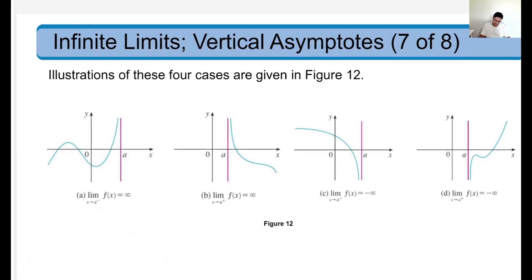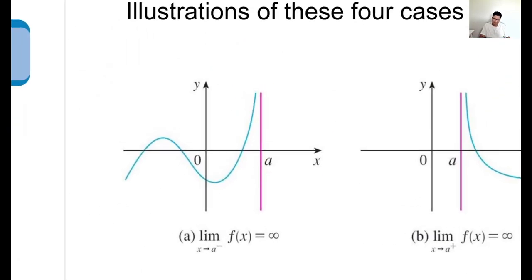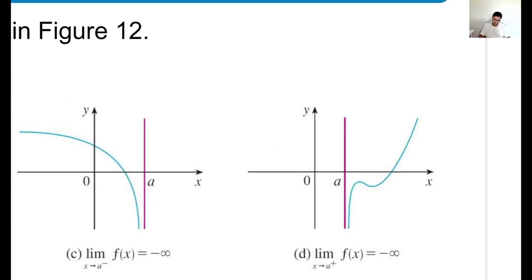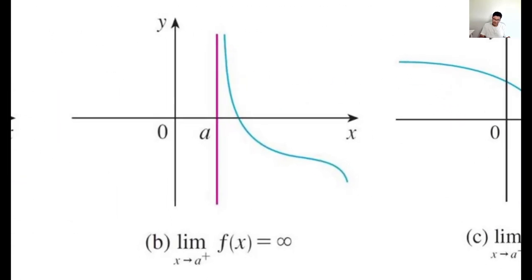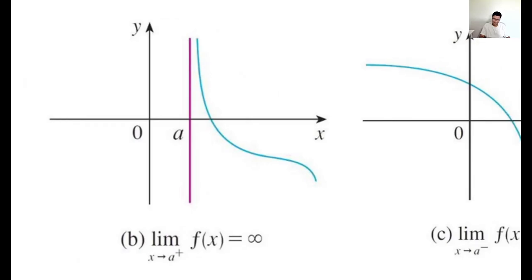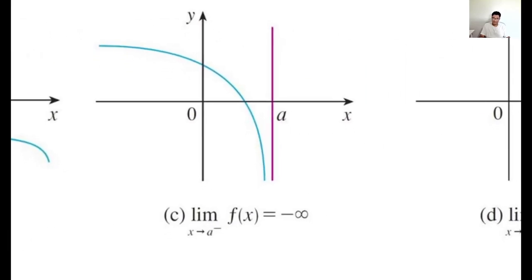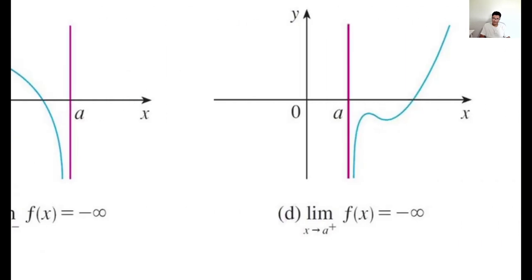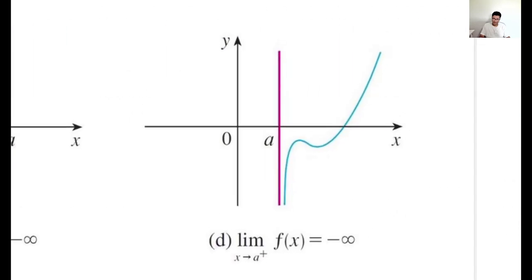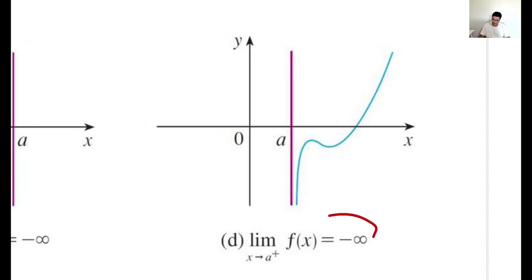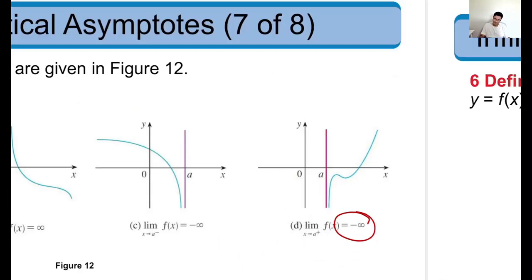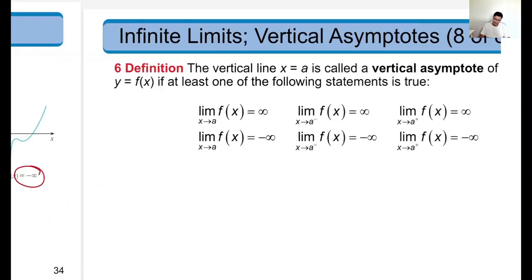Illustrations are here: approaching plus infinity from the left, approaching plus infinity from the right, approaching negative infinity from the left, approaching negative infinity from the right. The function is approaching negative infinity from the right, okay, as x approaches a from the right.